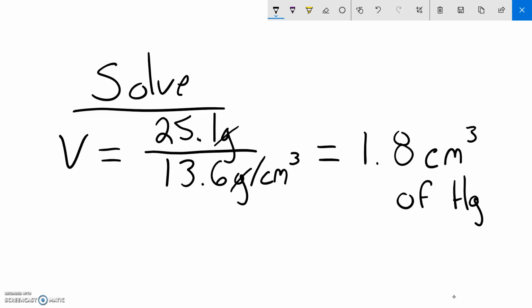We'll be learning about chemical symbols soon. So that's how you would go through and solve that problem.